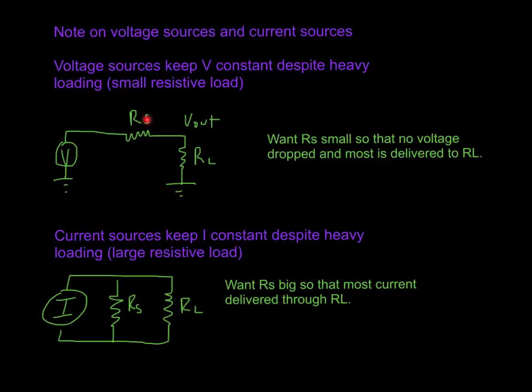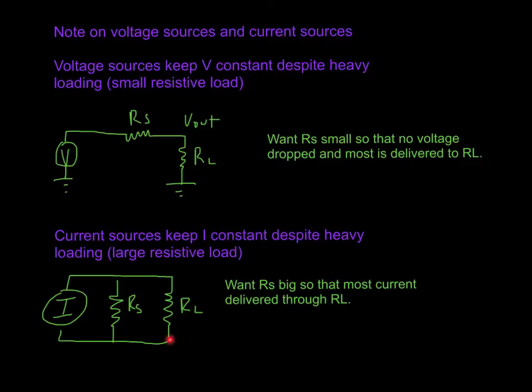It's opposite for current sources. In order to keep the current constant through the load, you want to have very small loading. You actually want this small, so therefore all the current goes through this rather than your source impedance. So basically you want RS to be big, you want your output impedance to be big, so that most of the current goes through RL.